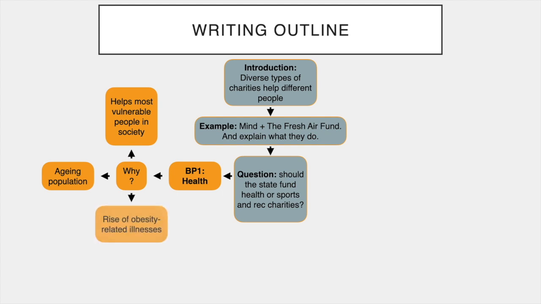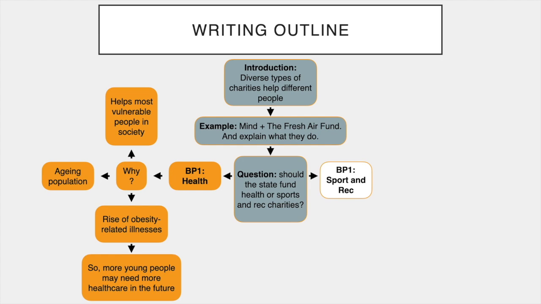Furthermore, the rise of obesity-related illnesses means that more young people will need more health care in the future. Then we move to body paragraph 2, where we argue for sport and health and recreation. Here we make a justification that sports and recreation charities are even more essential for the government to finance.